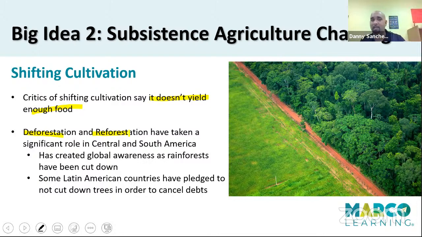And just a little nugget here, some Latin American countries have pledged to not cut down trees in order to cancel debts. There's a vocab term for this called debt-for-nature swaps. An example of this in the 80s was Bolivia. They owed a few hundred million dollars they just couldn't pay back. And basically, they agreed to guarantee that they would never chop down a certain stretch of rainforest. So again, logging and deforestation are a huge issue in areas that practice shifting cultivation.